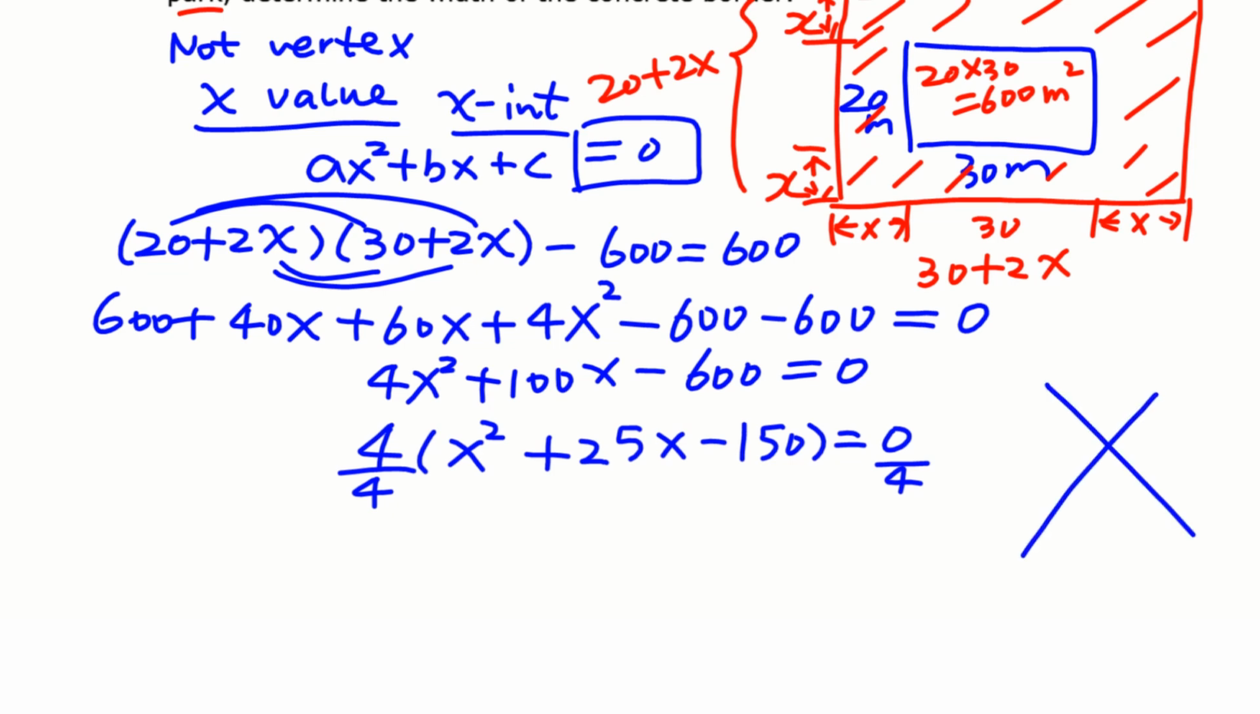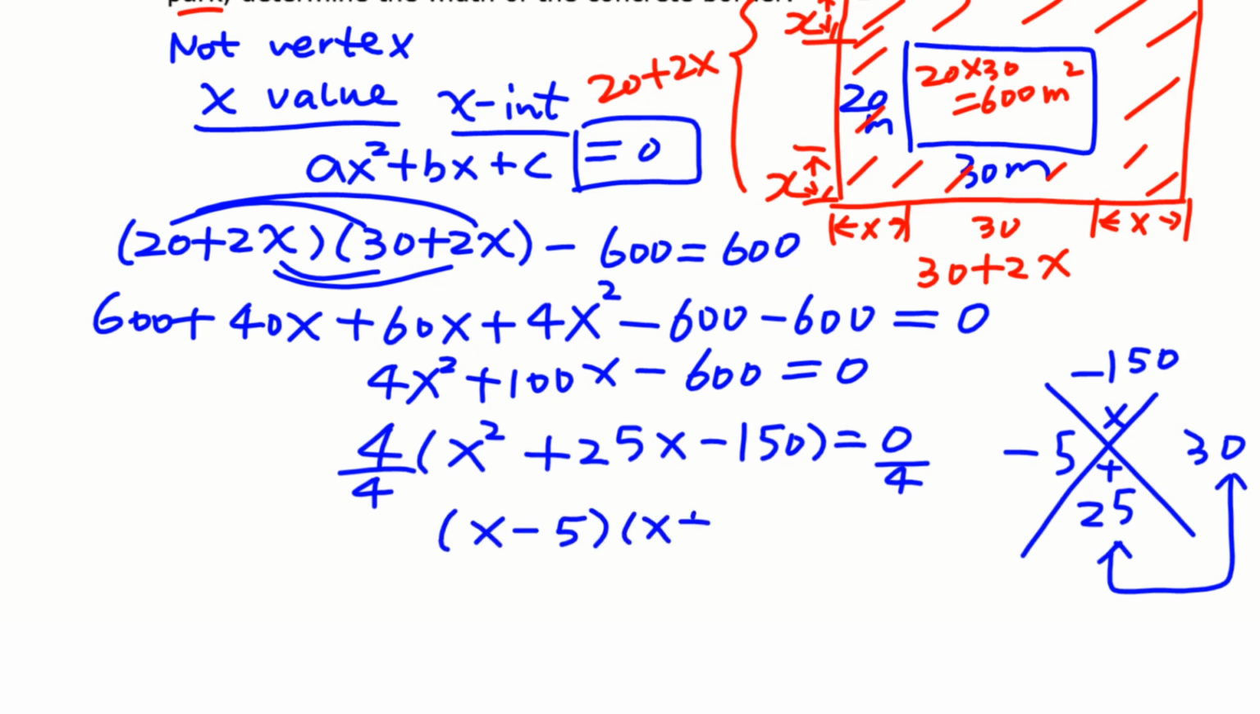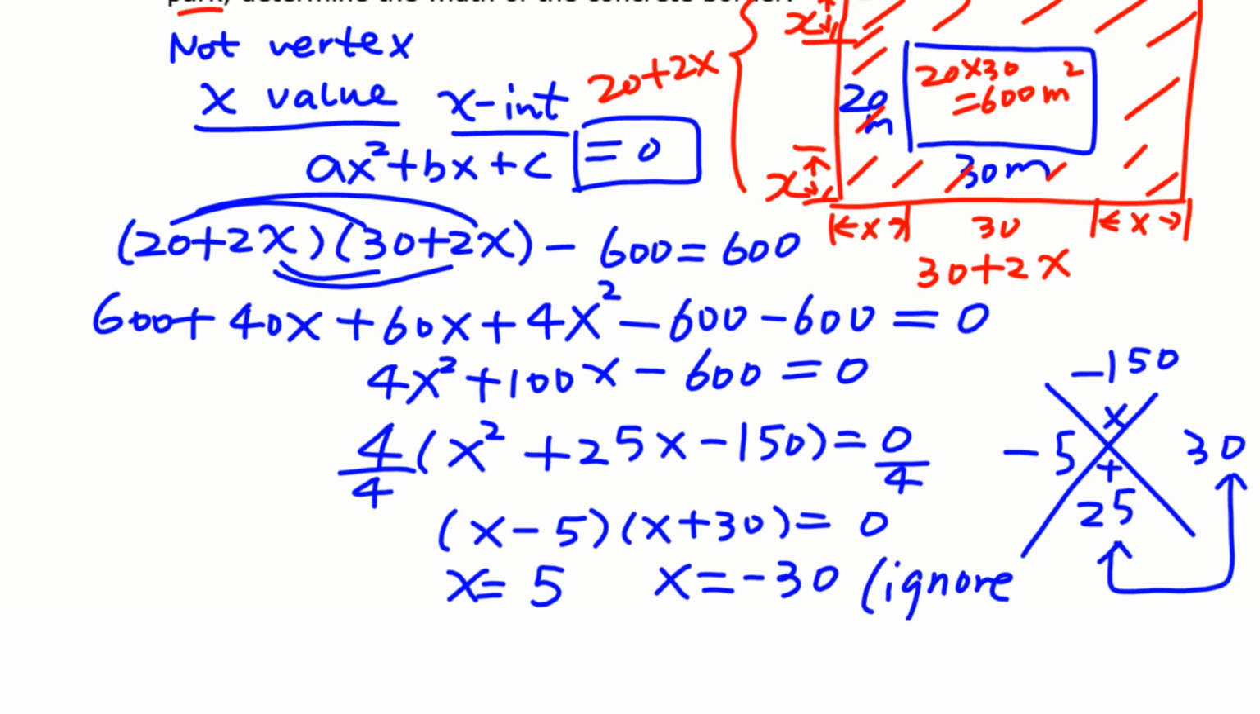Now you have a simple trinomial. Add together to get 25, multiply together to get negative 150, so 30 and 5. The larger number has the same sign. So we have (x minus 5)(x plus 30) equals 0. Each bracket equals 0. Ignore the negative. We don't have a negative width, so 5 meters is the answer. That is for question 5.